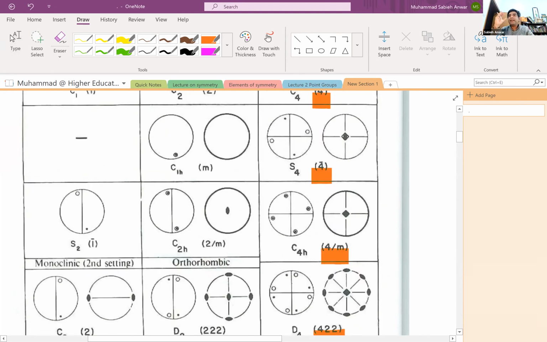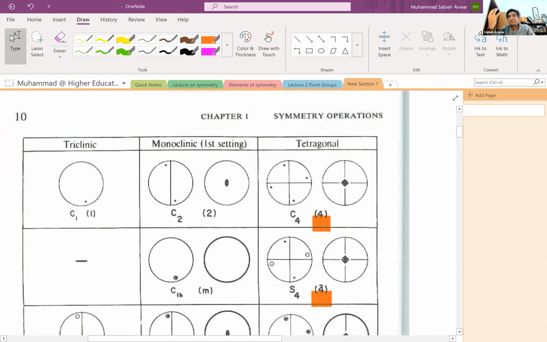And any such lattice which has a 4-fold or a 4 bar axis of rotation imposes a constraint on the size of the unit cell. That is, 2 sides have to be equal, could be unequal to the third side, and all 3 angles have to be 90 degrees. This is a constraint on the unit cell.